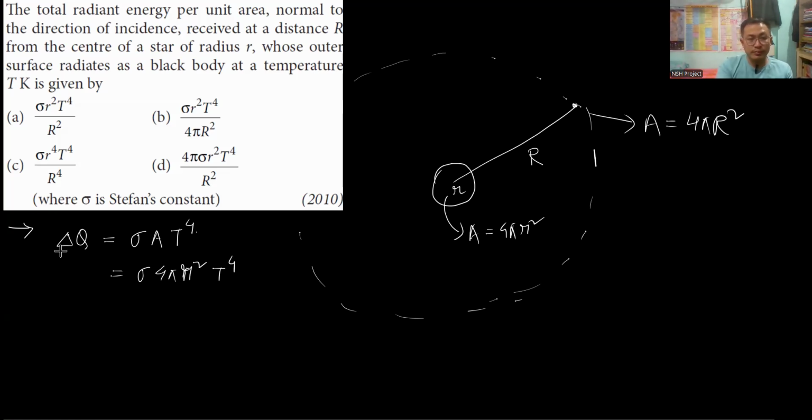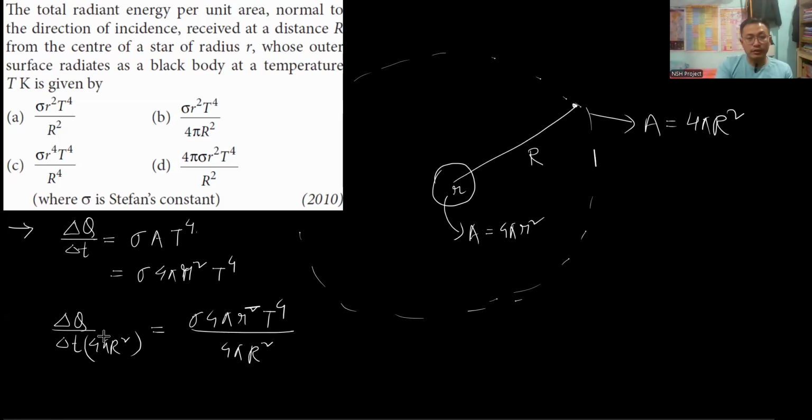The problem is the radiant energy per unit area. The time is delta t, so the power is delta Q by delta t, and at a distance capital R the area is 4 pi capital R square. Already we have sigma 4 pi r square T to the power 4 divided by 4 pi capital R square, so we get sigma small r square T to the power 4 by capital R square.